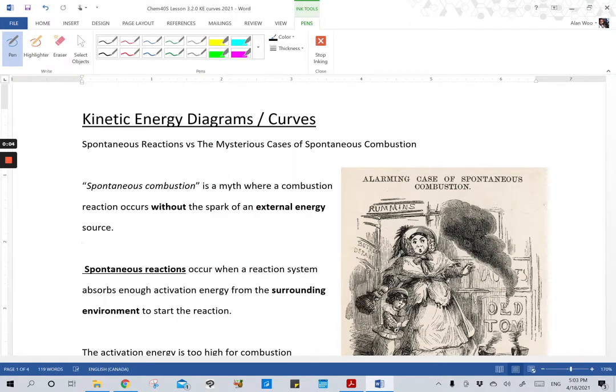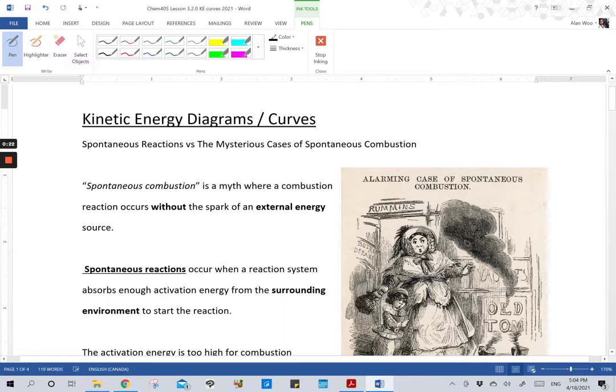Hey there, Chem Squad. In today's class, we're going to look at kinetic energy curves or diagrams. First of all, I want to talk to you about the difference between a spontaneous reaction and something called spontaneous combustion. The latter, spontaneous combustion, is actually a myth.